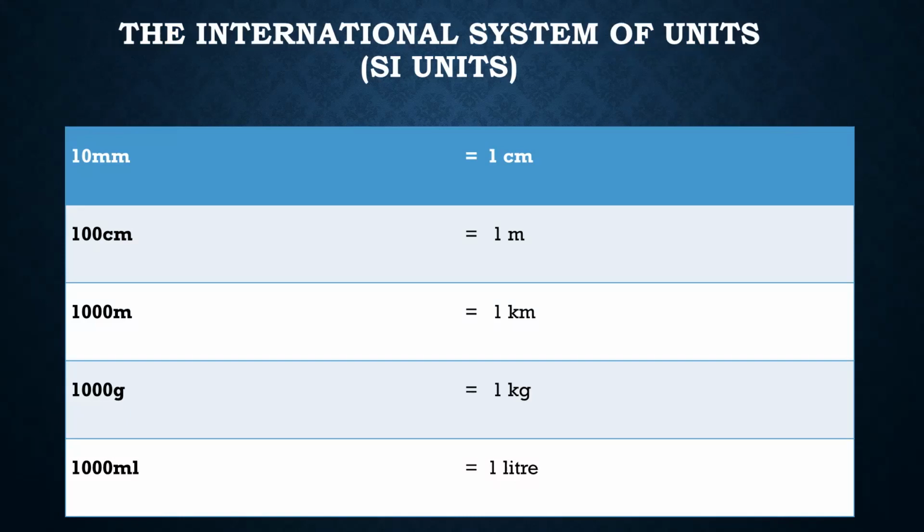For every 1,000 grams is equal to 1 kilogram. For every 1,000 mils is equal to 1 liter.